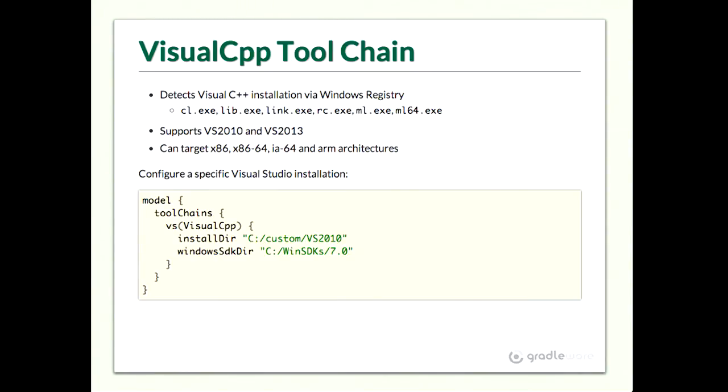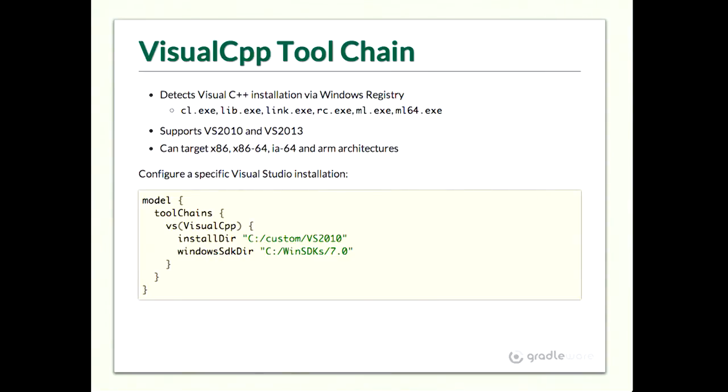And what you can do with Visual C++ is you can target Windows, obviously. I don't think you can build for any other operating system, but you can target 32-bit Intel, 64-bit Intel, 64-bit Itanium, and ARM on Windows. Windows running on those different architectures.